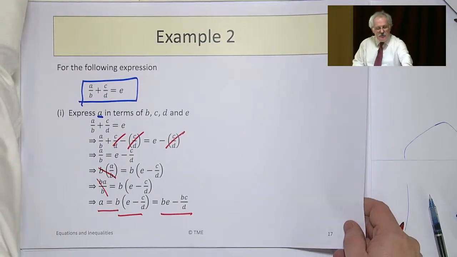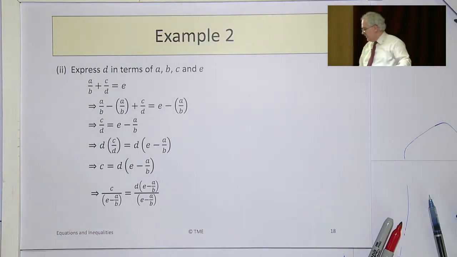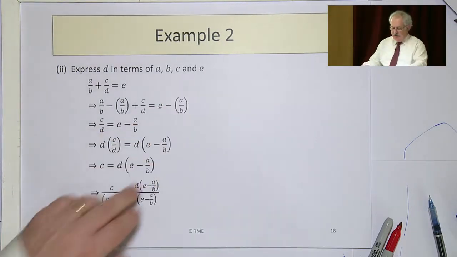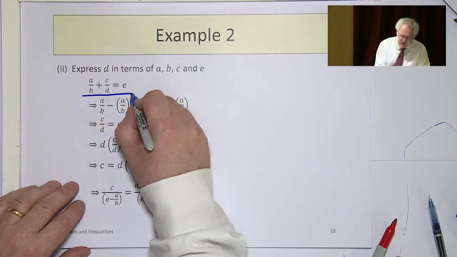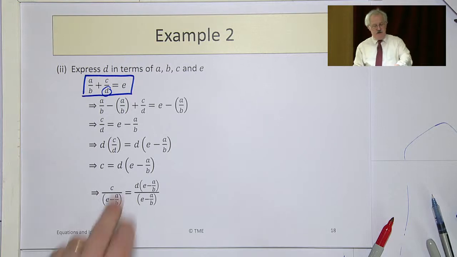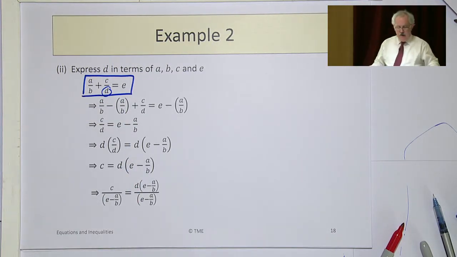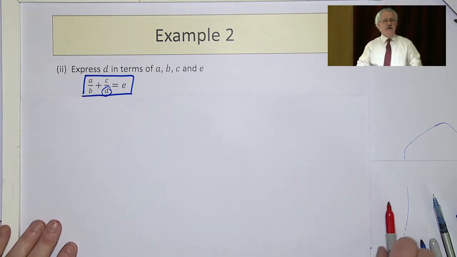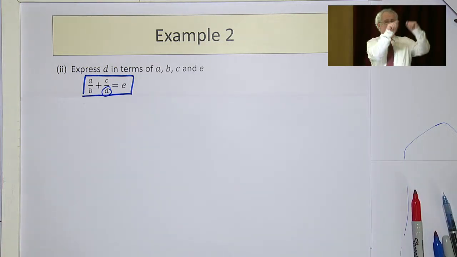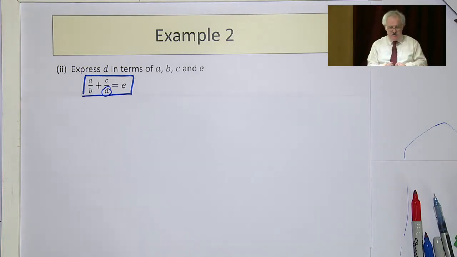We'll just get another example now. Express D in terms of A, B, C, and E. So exactly the same expression here, but we now have this fella to choose. We have to get rid of D now. We have to get to D. And it's just a merry-go-round. It's like Sudoku. You get this line, then you get this number. It's just like a jigsaw or something like that.